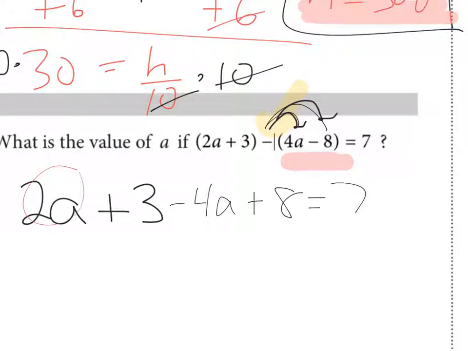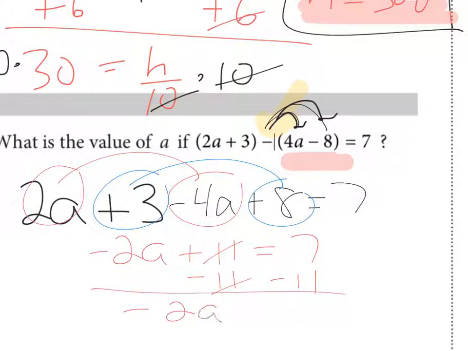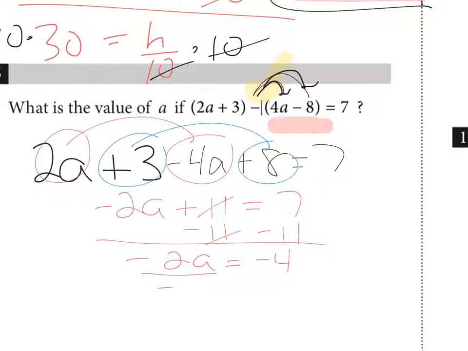I'm going to combine the like terms. 2a minus 4a is negative 2a. 3 plus 8 is 11. And now to solve for letter a, I will subtract 11 on both sides. So negative 2a equals negative 4. And we're going to divide both sides by negative 2. So in this case, a is equal to positive 2.